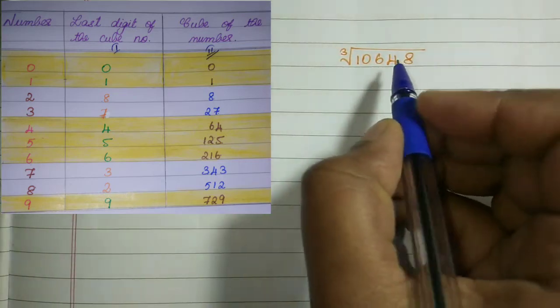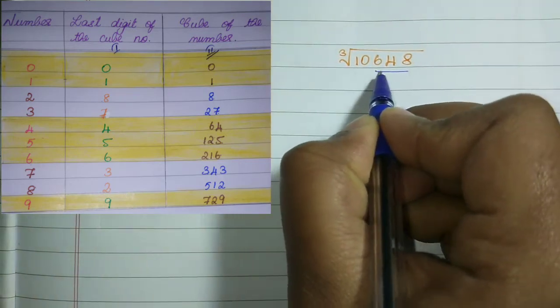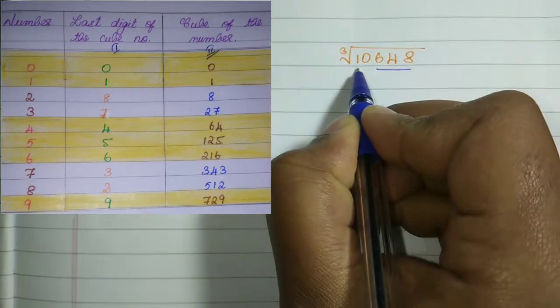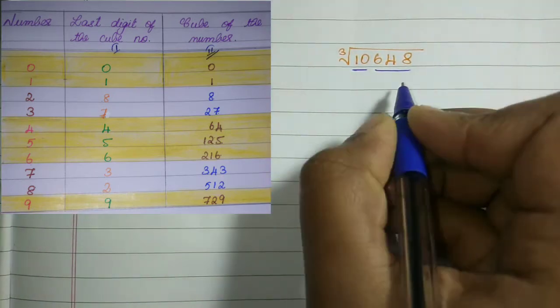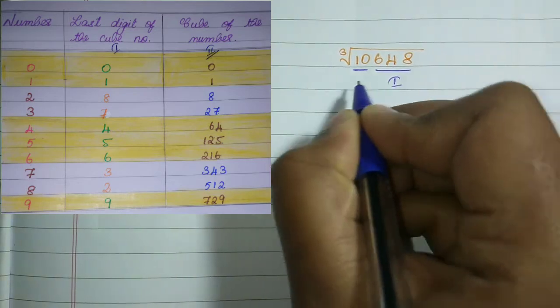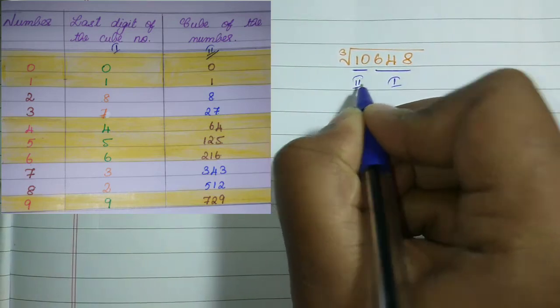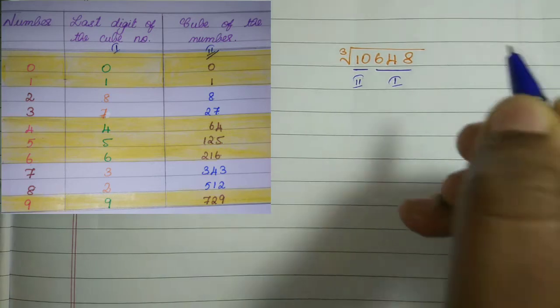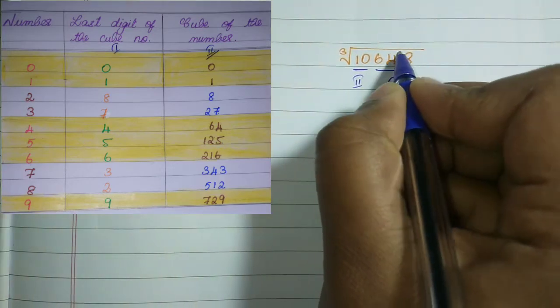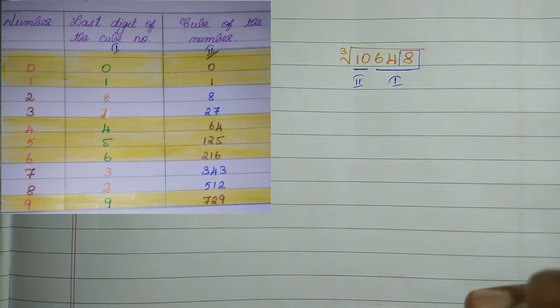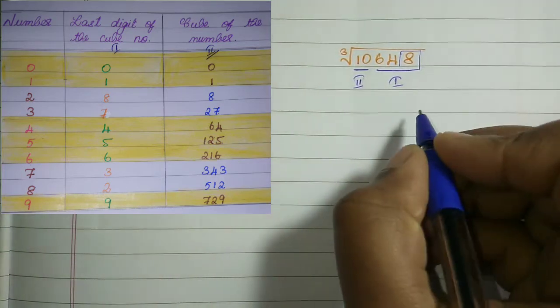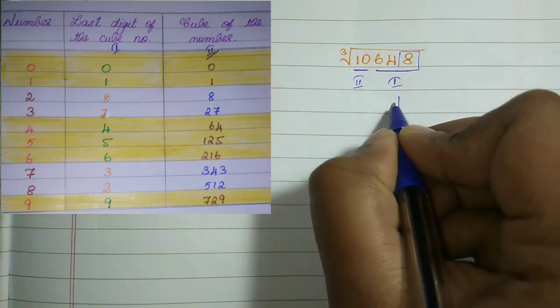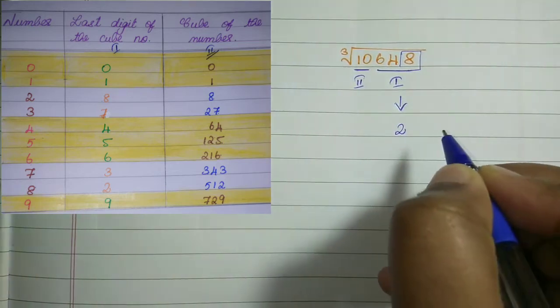See one more number. Now I have 6, 4, 8 and 10. I am pairing this here. Let me have this as part 1 and this be part 2. Now what should I do? I will check the last digit of part 1. My last digit here is 8. For 2 only it is 8, so directly I will write 2 over here.